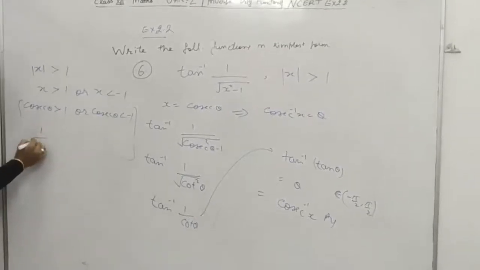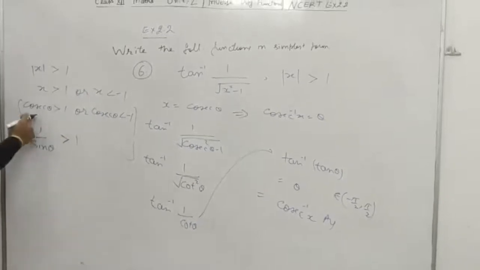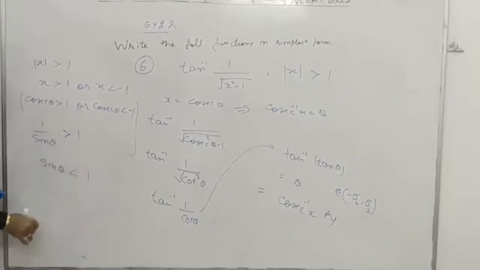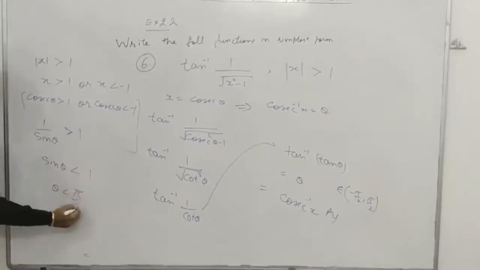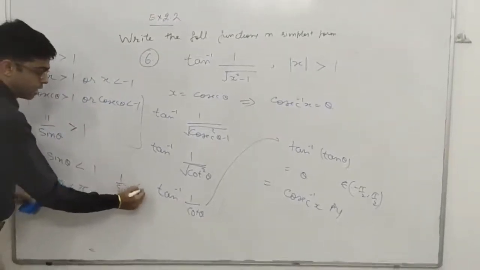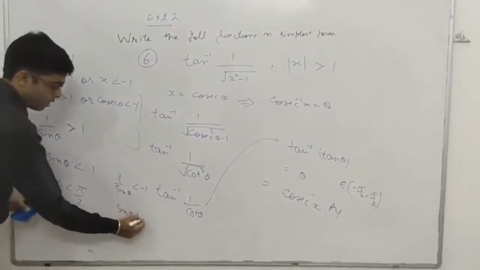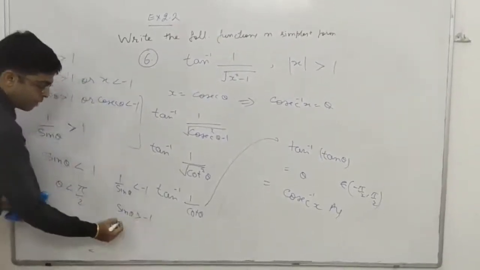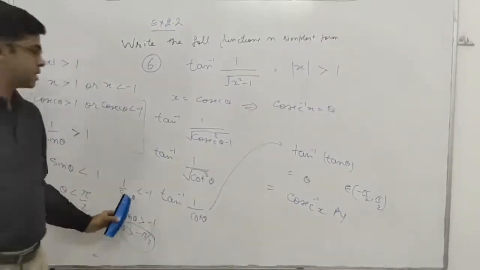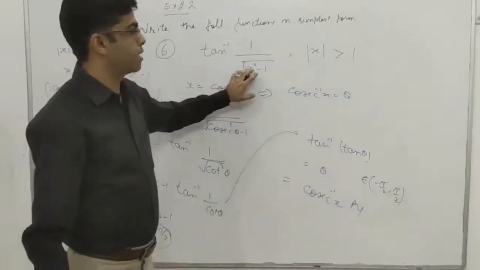Cosec theta is 1 upon sin theta. 1 upon sin theta is greater than 1, so sin theta will be less than 1, so theta is less than pi by 2. Similarly, here 1 upon sin theta is less than minus 1, so sin theta is greater than minus 1, meaning theta is greater than minus pi by 2. So it clearly shows that theta lies in this interval. We cannot take x equals to 1.